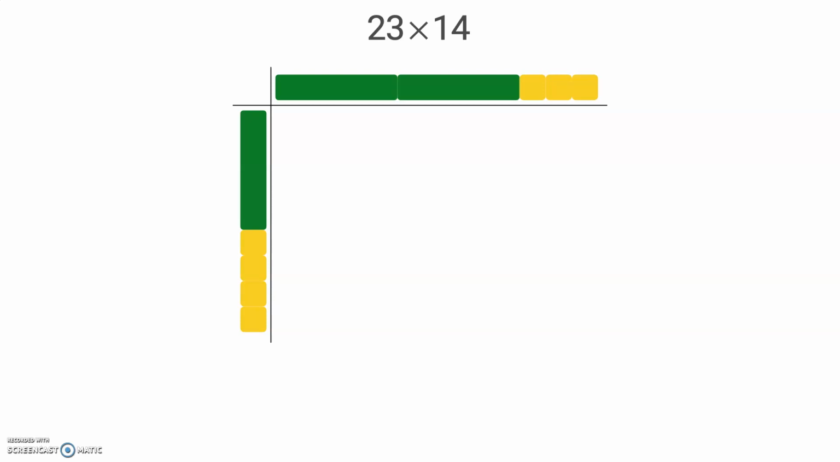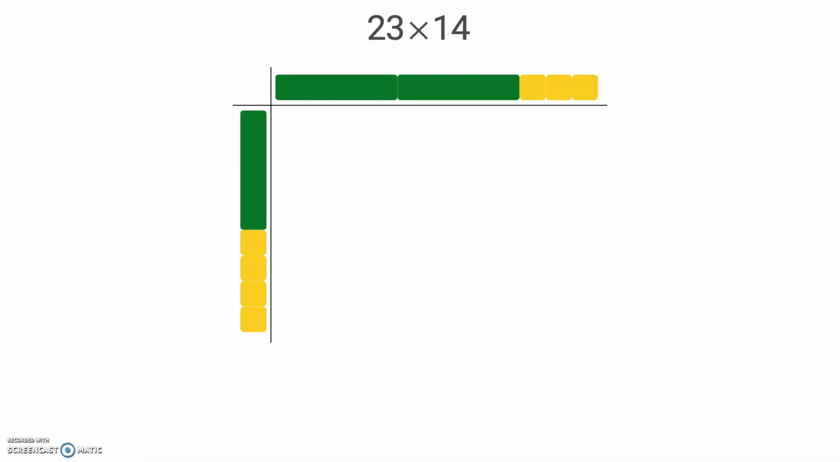Now that grid method comes from this idea. So we're using the algebra tiles, but instead of thinking about the green bar as an x, think about the green bar as a 10. So along the top here we've got 10, add 10, add 3. So 20 add 3, which is 23. And along the left hand side here we've got 10 add 4, which is 14.